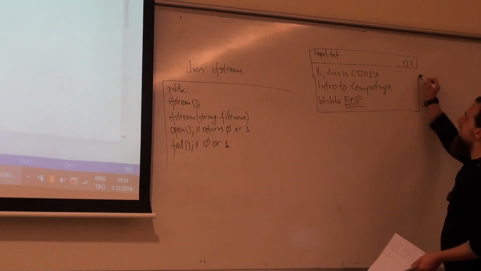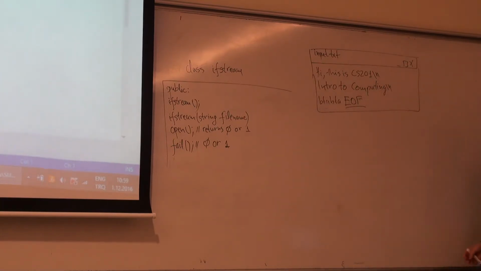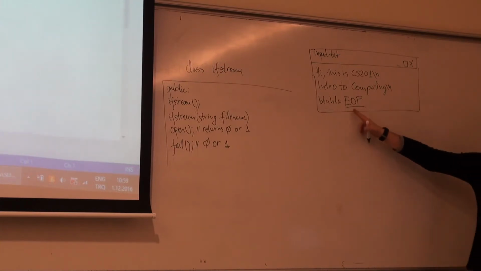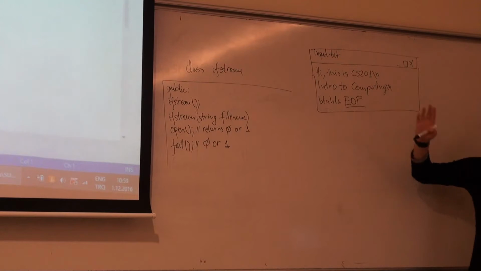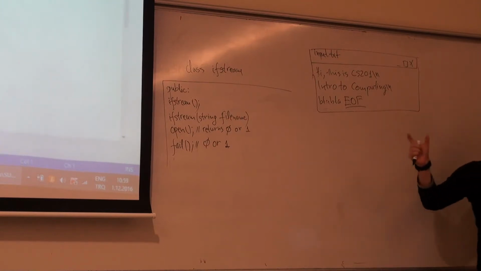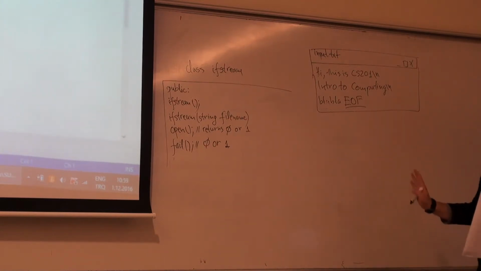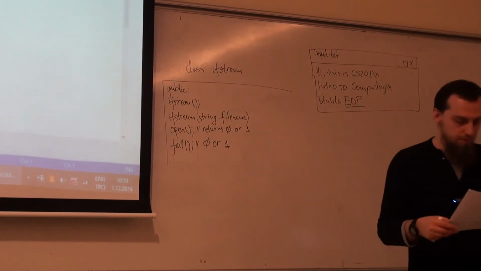So this is how our input file looks like, okay? We have new lines and end of file. Of course, we might have other characters like tab, spaces, and so on. But you don't need more than this for the time being.